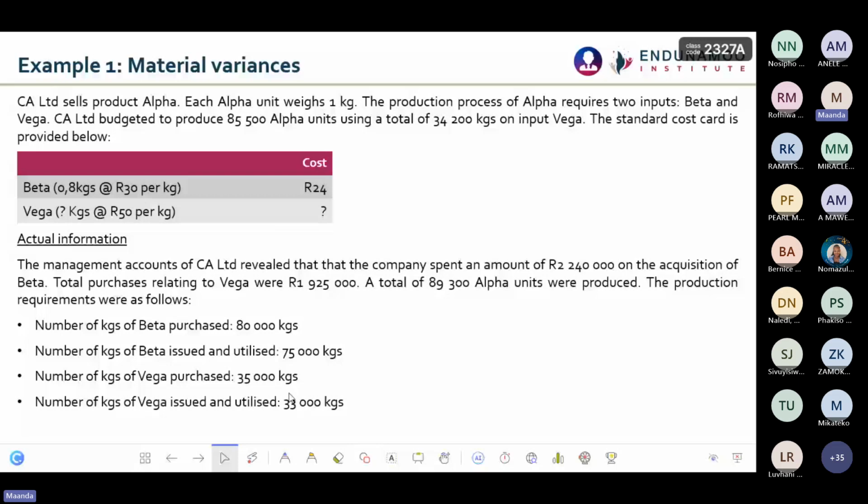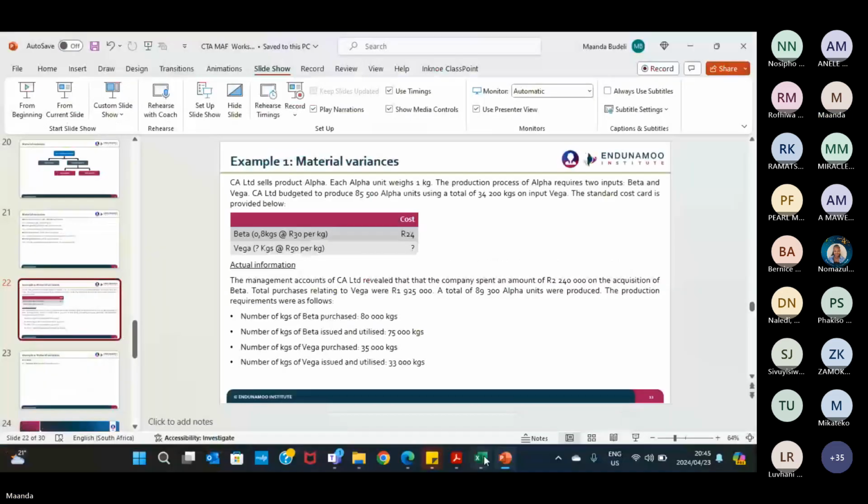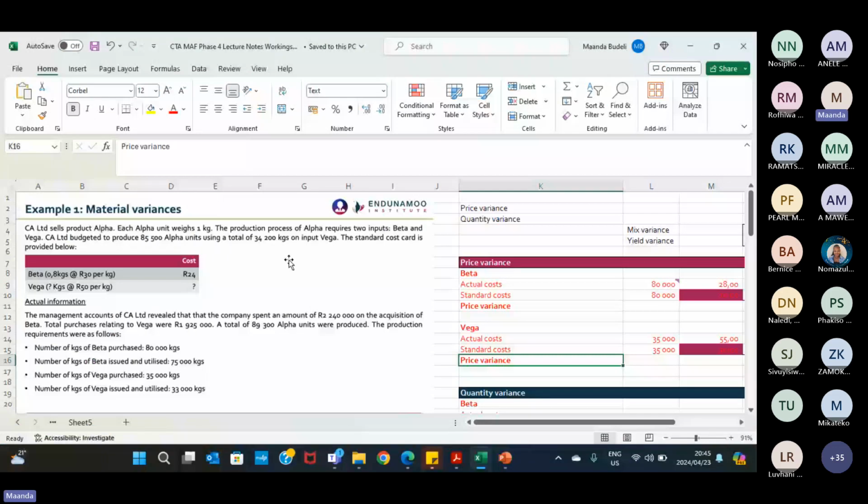So I'm going to do this. I'm going to come here. You guys can still see, right? I'm told that I have to do the pricing, all my material variances.